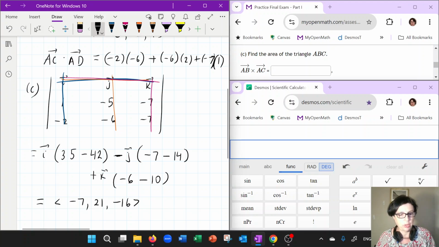Now, how do I know my answer is true? I always recommend, even if I'm not asking you directly to do that, verify your answer. So look at the second row of the cross product and find the dot product of it with your answer.